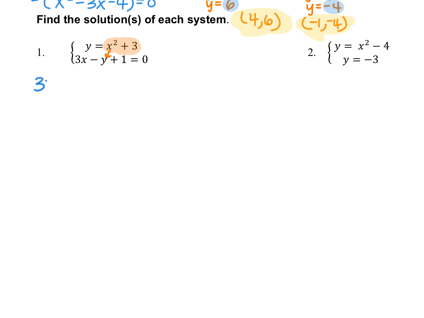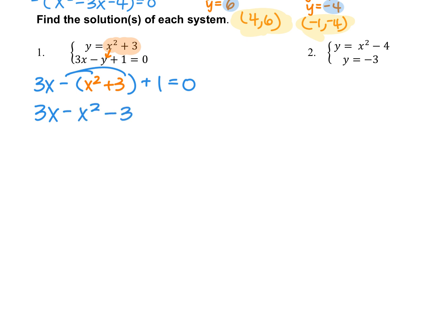So I have 3x minus y plus 1 equals 0. And instead of y, I'm putting x squared plus 3. So then I'm going to distribute the negative. So I have 3x minus x squared minus 3 plus 1 equals 0.